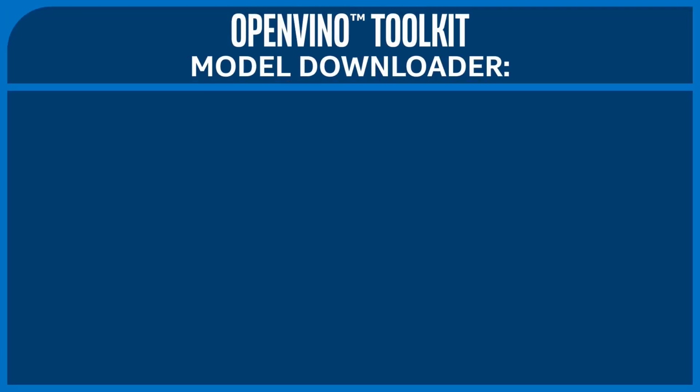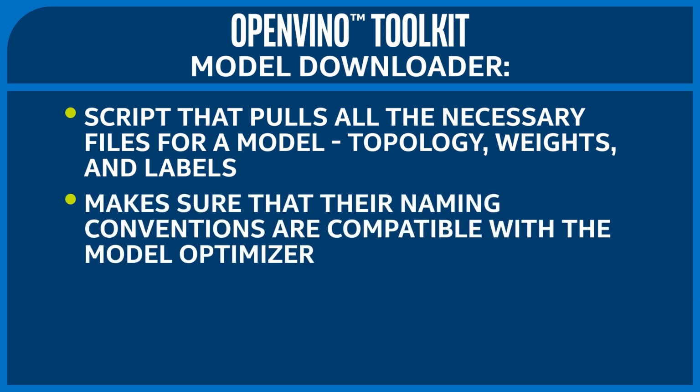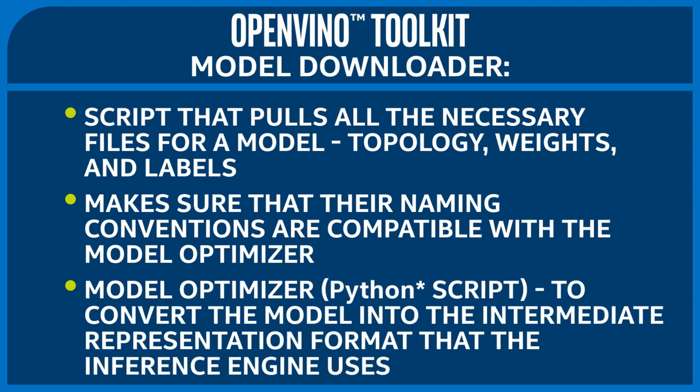OpenVINO has a tool called the Model Downloader, which is a script that pulls all of the necessary files for a model, including topology, weights, and labels, and makes sure that their naming conventions are compatible with the model optimizer. Once I have that model downloaded, I can use the model optimizer, which is a Python script, to convert the model into the intermediate representation format that the OpenVINO inference engine uses. For this workflow example, let's say that I'm building out a people tracker and the pedestrian tracking model works for me, so I'm going to use that.